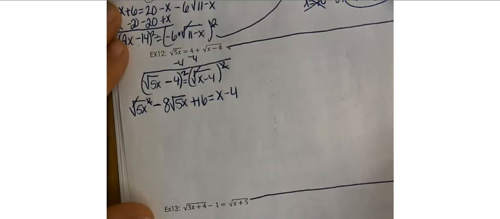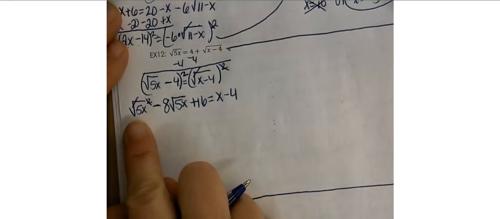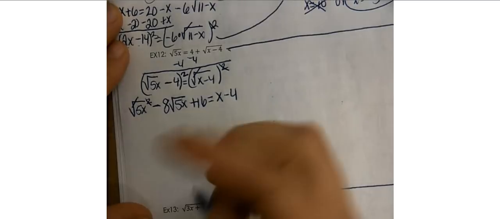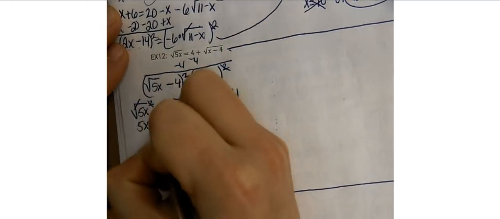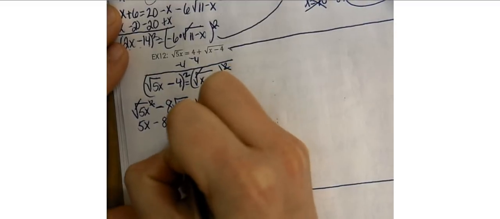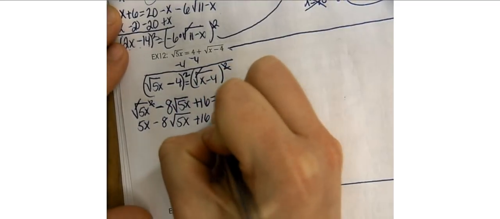Over here, the square will eliminate the square root, and if you saw that from the beginning and you don't want to write that step, that's perfectly fine. Just be careful on how many steps that you actually eliminate. So now I have 5x minus 8 times the square root of 5x plus 16 is equal to x minus 4.